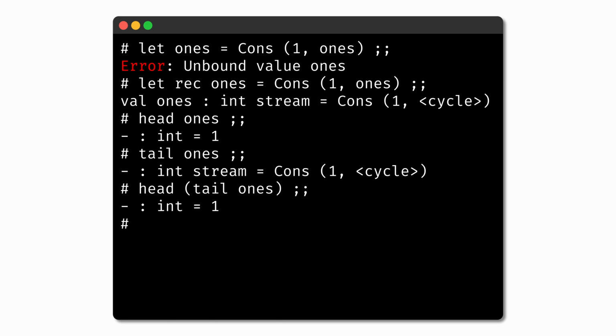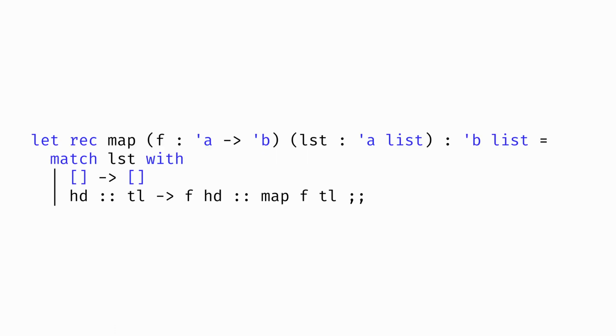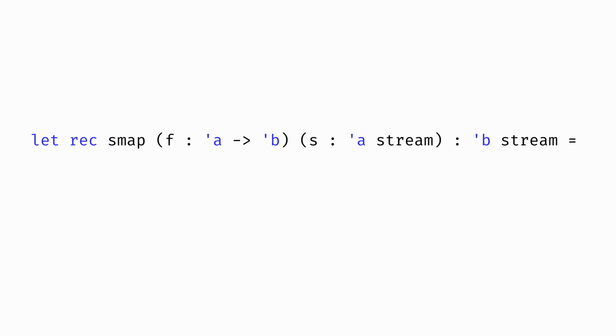Since they're constructed similarly to lists, we might try to define other list-like operations on streams. For example, we have the map function for working with lists, so let's try defining a function smap for mapping over a stream. The goal will be to have smap accept a function from alpha to beta and an alpha stream. We'll want to apply the function to every element in the stream and return a new beta stream.